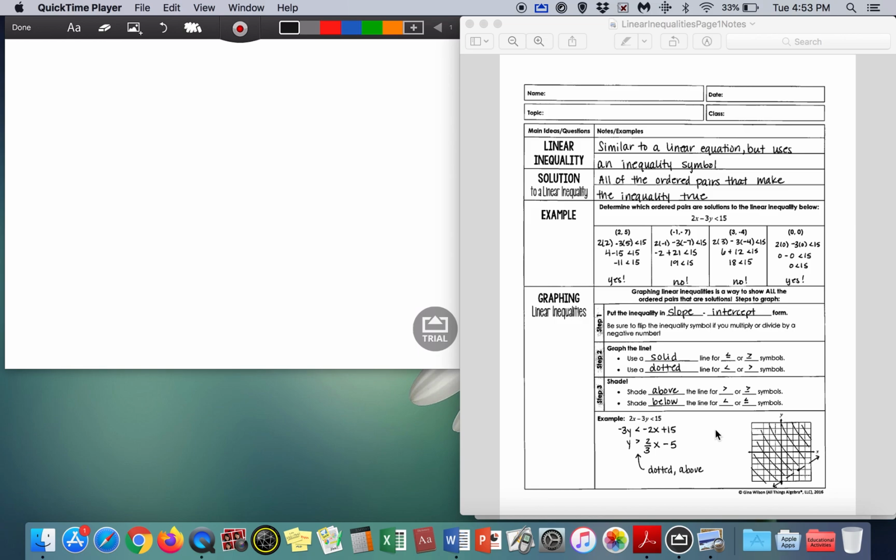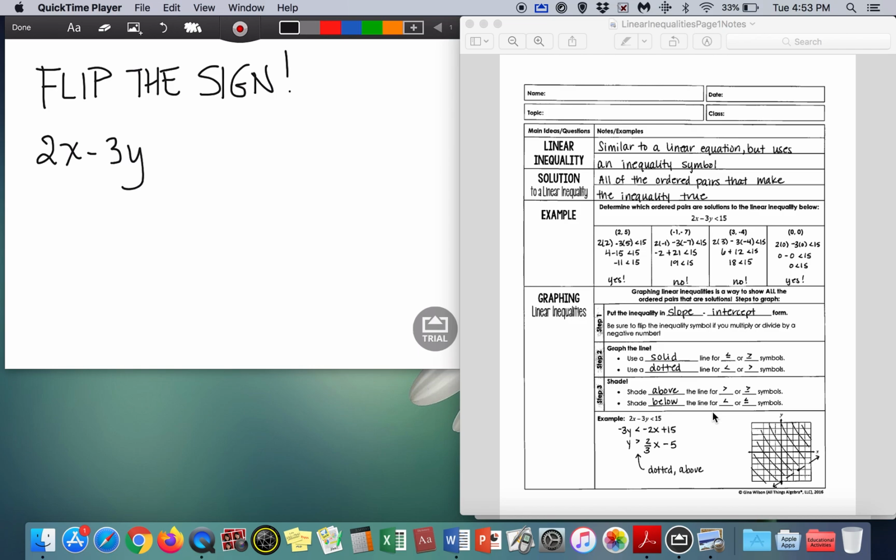So the idea here is you are going to start by getting the inequality into slope-intercept form. But one of the big things that you need to remember is that if you multiply or divide both sides by a negative number, you have to flip the sign. This was a rule that you did with regular inequalities as well. If you multiply or divide both sides by a negative number, you have to flip the sign.